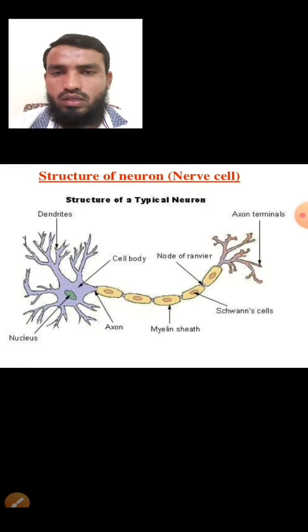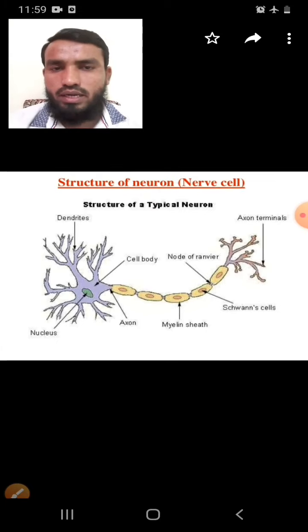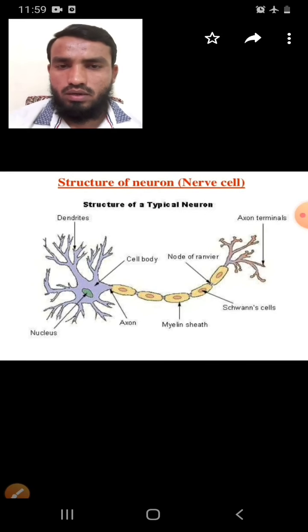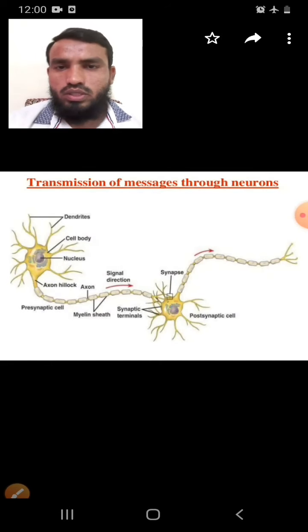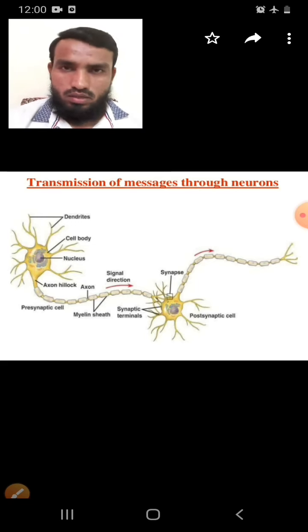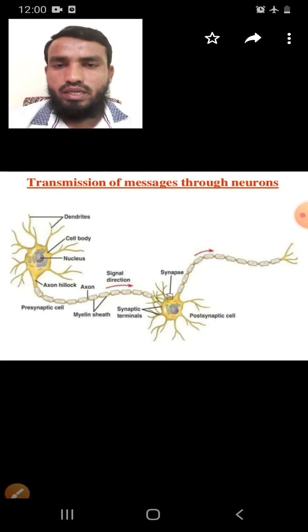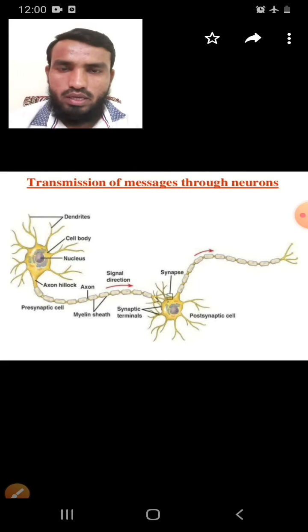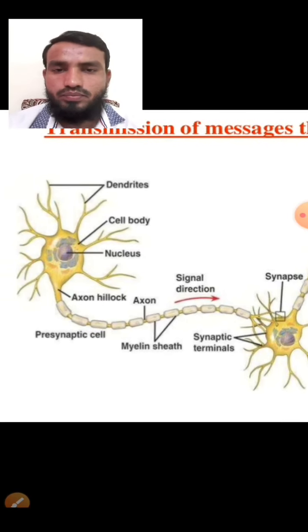Now for the next slide, I hope all the students have drawn this picture, the diagram of the neuron. So here we will discuss the transmission of the message through the neuron. If we consider the first neuron, which is attached to our sense organ, and it has received the information from the sense organ, that is called the presynaptic cell, right? Why are we calling it a presynaptic cell?